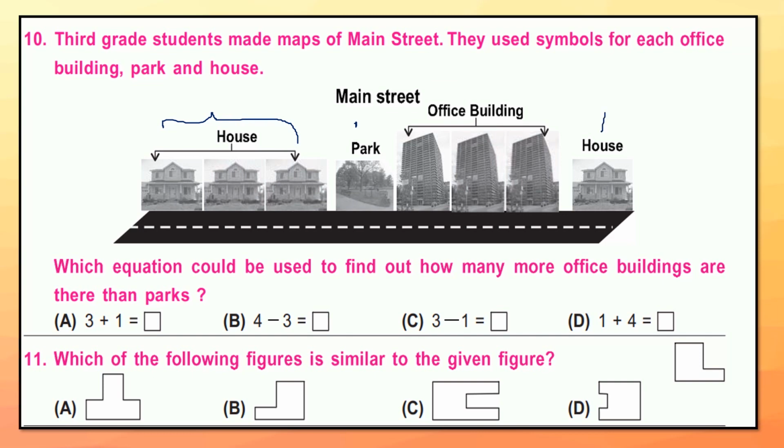Which equation could be used to find out how many more office buildings are there than parks? We have 3 office buildings and 1 park. So how many more office buildings are there than parks? 3 minus 1, that is 2. So which equation is the right one? The correct answer is option C. 3 minus 1 gives us 2.